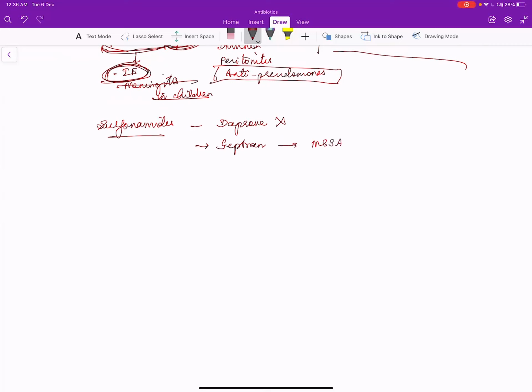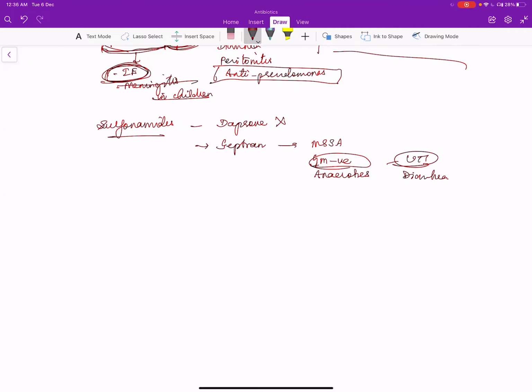Cotrimoxazole covers MSSA. It is also predominantly gram-negative. It covers some anaerobes. So since it is gram-negative, the same thing: UTI can be used, diarrhea can be used.